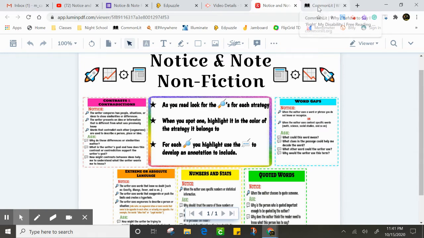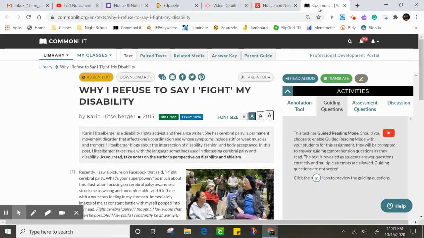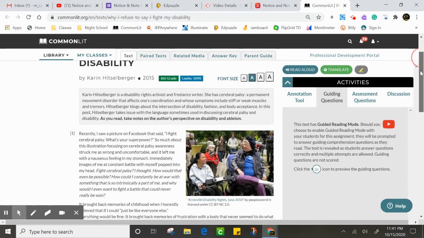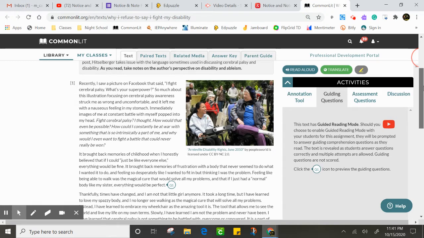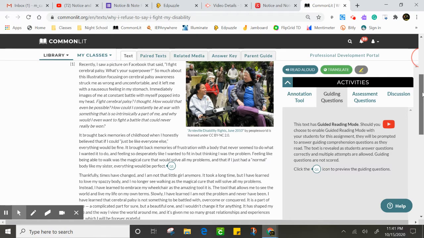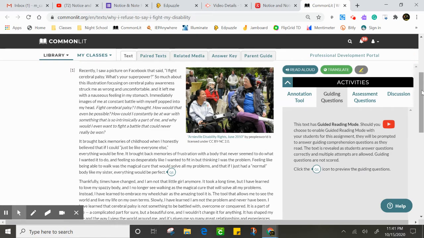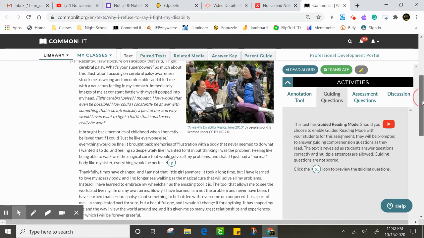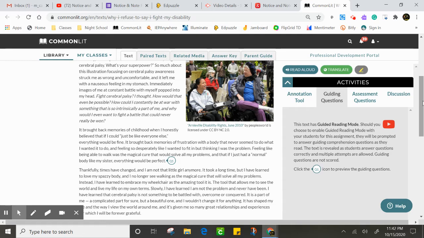All right, so let's go ahead and look at CommonLit. The article that I chose to look at is one of the first ones that we started using, Why I Refuse to Say I Fight My Disability. All right, and I'm going to go ahead and summarize for you guys what we did in class together. So we read the first few paragraphs where basically the introduction here is that the author is a person who lives with cerebral palsy, and she took offense to the fact that somebody had posted on Facebook this meme that said, "I fight cerebral palsy, what's your superpower?"